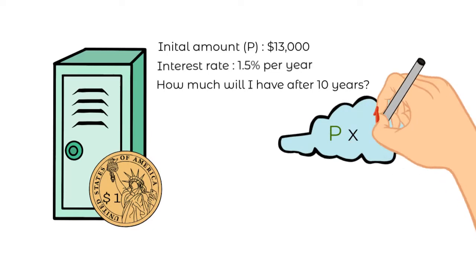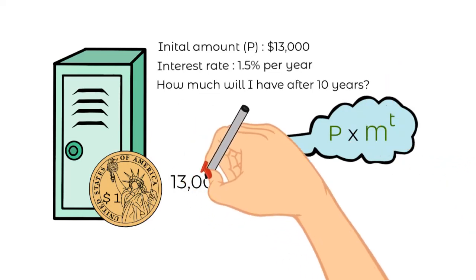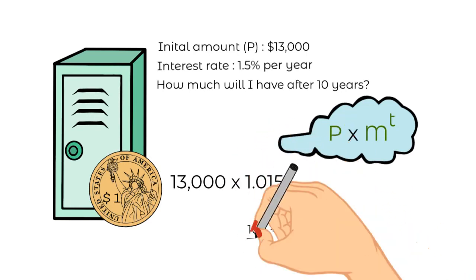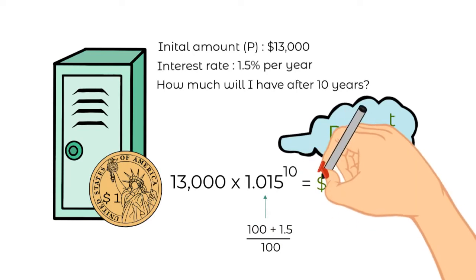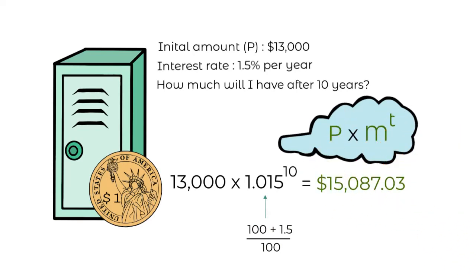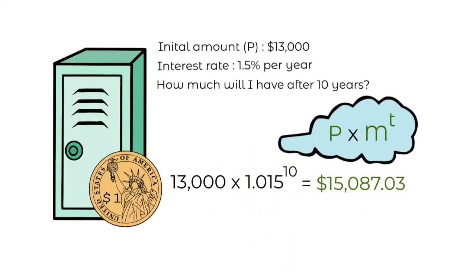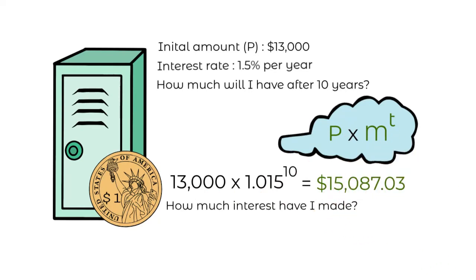Here's a reminder of the formula for compound interest. So I take my initial amount, P, 13,000, and I times it by my multiplier, which is 100 plus 1.5 over 100 to the power of 10. And this gives me $15,087.03. I might, however, want to know how much interest have I made?